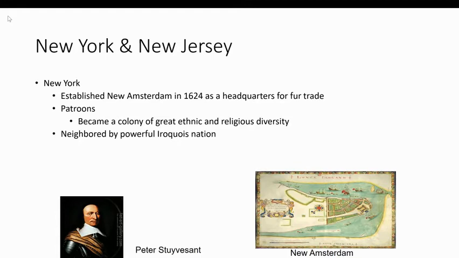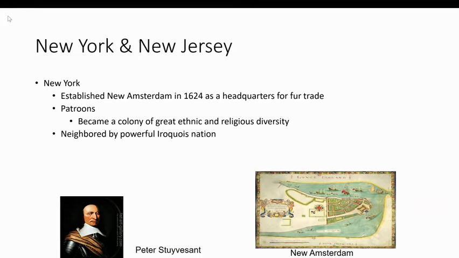When the English come in and take over from the Dutch, there's the famous articles of capitulation that establishes individual freedoms for people in New York, or what will become New York, and that kind of stuck with New York, the rights and individual freedoms.